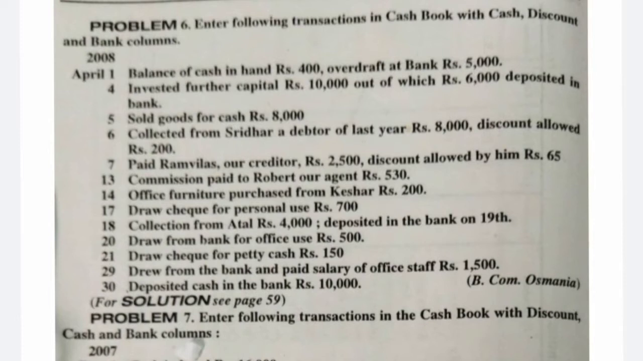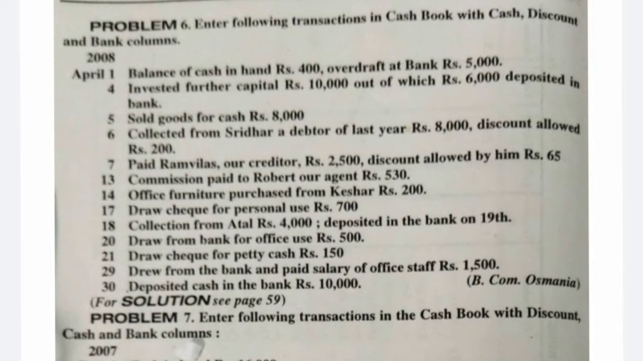So the next comes to sold goods for cash rupees 8,000. So entry would be cash account debit to sales account. Cash is on the debit side, so on the debit side of the cash book in the cash column 8,000, naming it as to sales account.